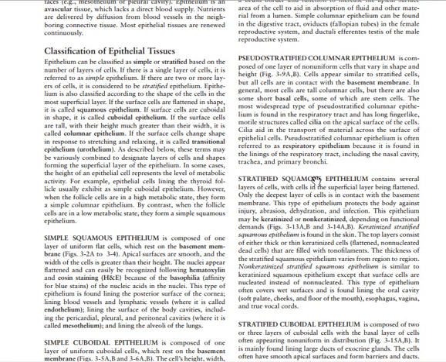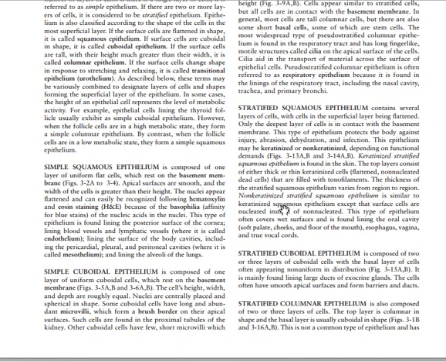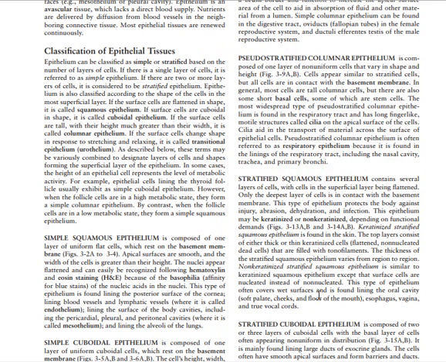Now the stratified squamous epithelium. It is made up of multiple cell layers, and the apical-most cells are flat in shape. The stratified cuboidal epithelium is made up of multiple layers, usually three cell layers, and the apical-most cells are cuboidal. In stratified columnar epithelium, it is made up of multiple layers, and the apical-most cells are columnar. So these are the different things that you have to know.